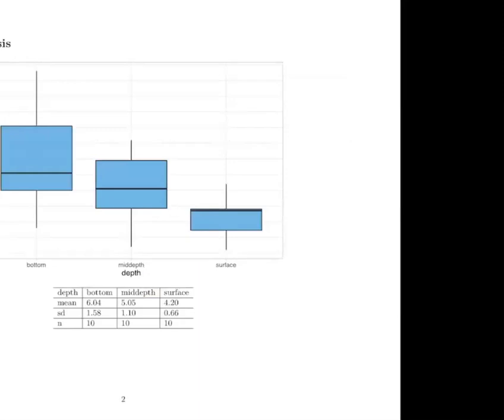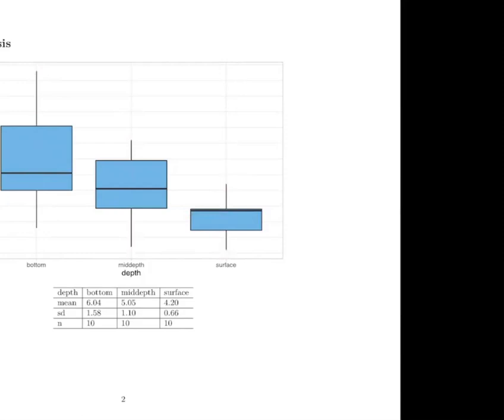So I always like to start with an exploratory data analysis, and this allows us to just look at what the data is showing. I've created 3 side-by-side box plots for the 3 different depths at which we sampled: the bottom, mid-depth, and the surface. Remember this middle line is your Q2 or your median, right? And you can see that this one has the highest median, the next highest median, the next highest median, as well as a measure of the spread of the data.